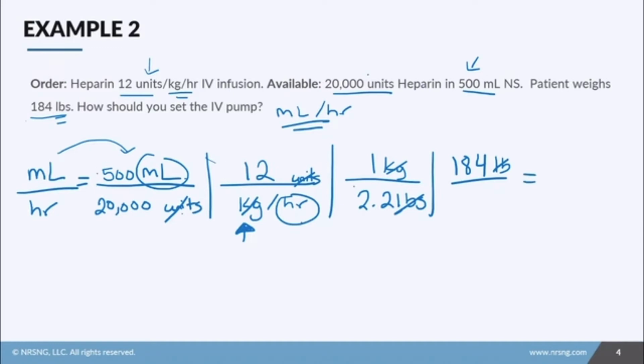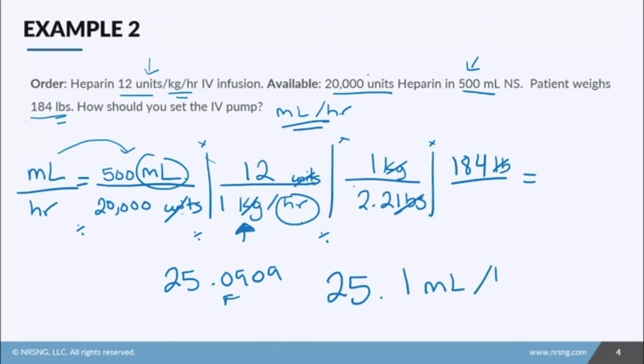You're going to enter this into your calculator, multiplying across the top, dividing across the bottom. 500 times 12 times 1 times 184 divided by 20,000 divided by 1 divided by 2.2. What you're going to end up with is 25.0909 milliliters per hour. Round to the nearest tenths place, and your answer is 25.1 milliliters per hour.